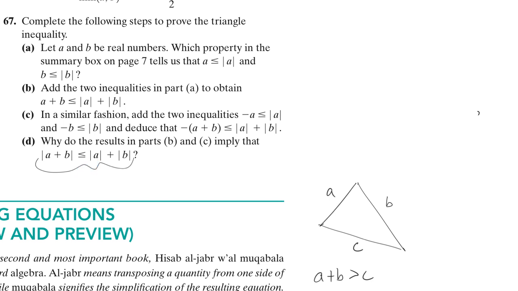The absolute value of a, so a, right? So that length plus the other length right here, these two lengths have to be longer than c. So this would be our c. It has to be longer than the sum of those two in order for this to produce a triangle. That's why it's called triangle inequality theorem.